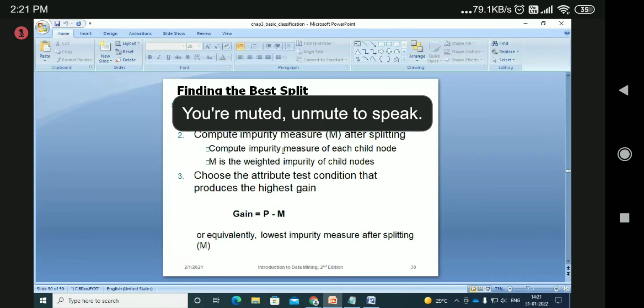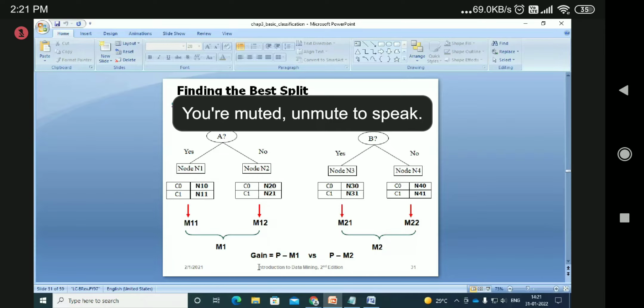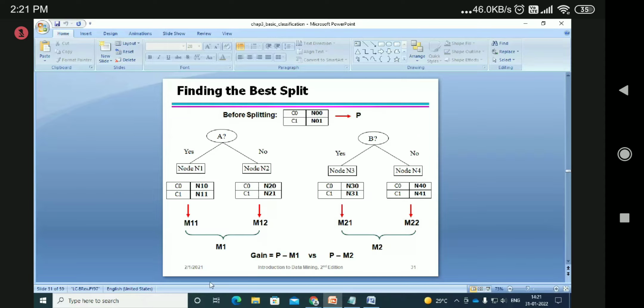That also we will see with an example. Okay, so the gain is what? The impurity at the parent node minus the impurity at the child node. So after this minus this, I will get some value, and P minus M2, I will get some value. So I have to choose which gives me the highest gain.